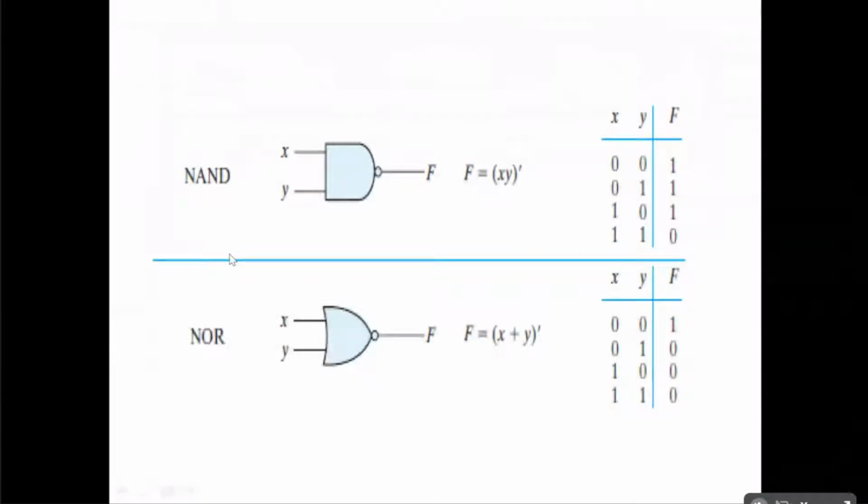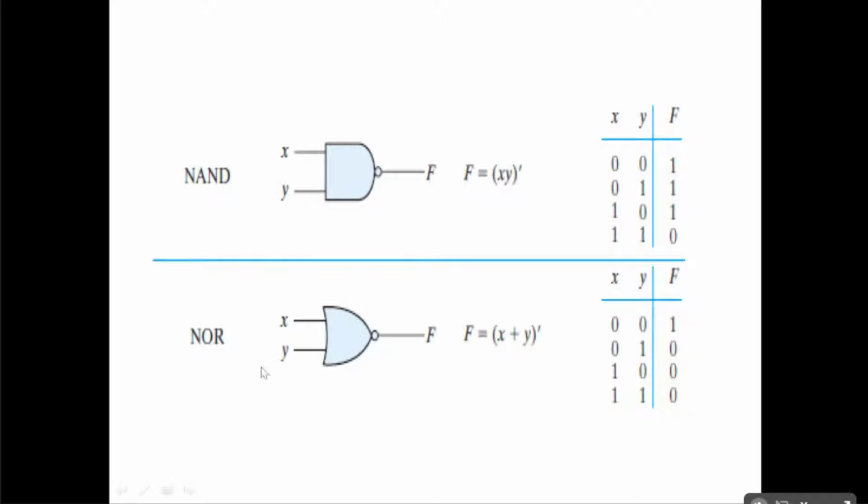This is the symbol for universal NAND gate. This is the algebraic function. This is the truth table for NAND gate. If we apply 0, 0 as input, it produces 1 as output. Then 0, 1 as input, it produces 1 as output. Then if we apply 1, 0, it will produce 1 as output. Then 1, 1 means it produces 0 as output.